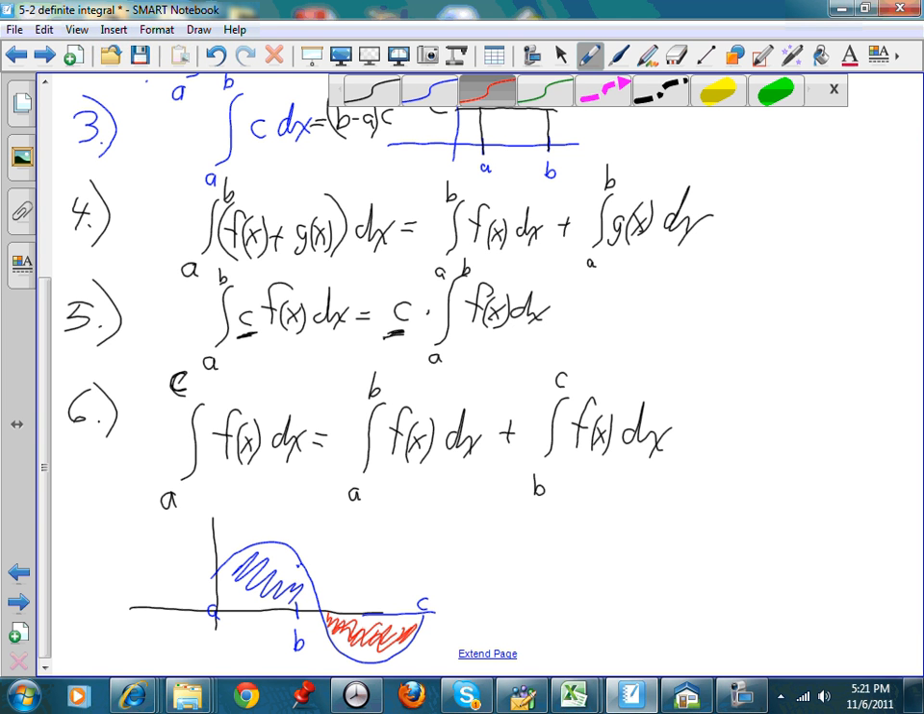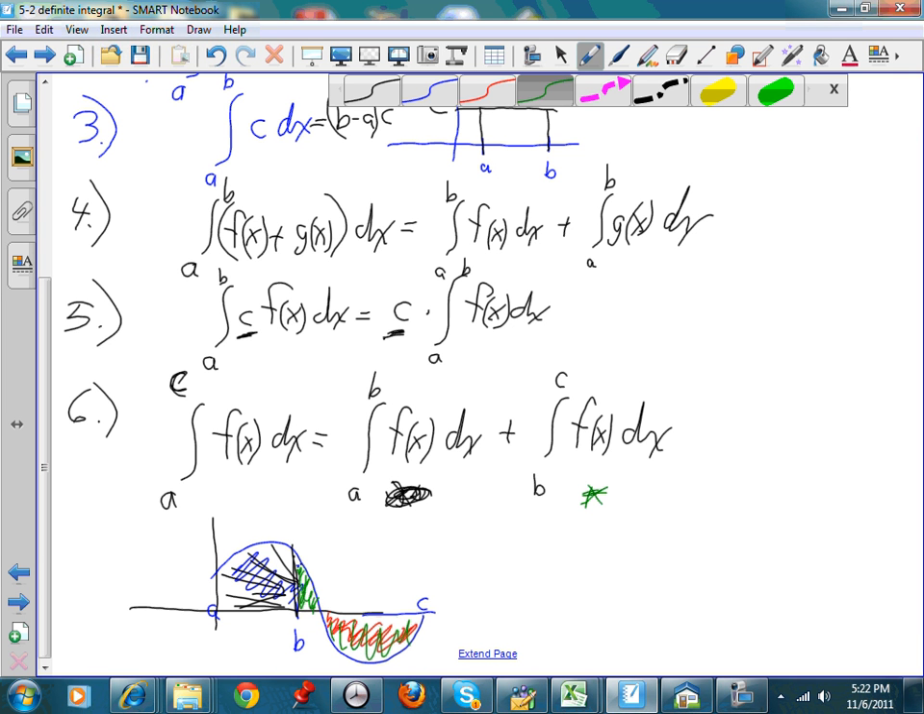It could also be equal to, I can break up my integral, and I could integrate from a to b, and this area in black, this is the black area here. Okay, and then from b to c would be what area? Well, that's maybe the green. The green would be this positive minus the red. So I can break up my integral into intervals, okay?